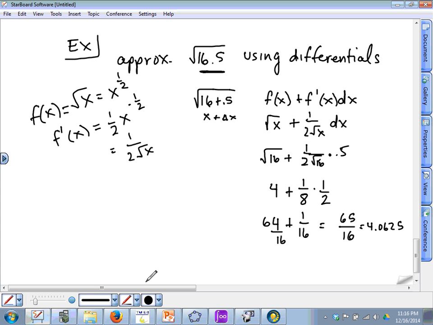So that's 3.9. Do the homework. You'll get more practice with problems like this on the review. Okay.